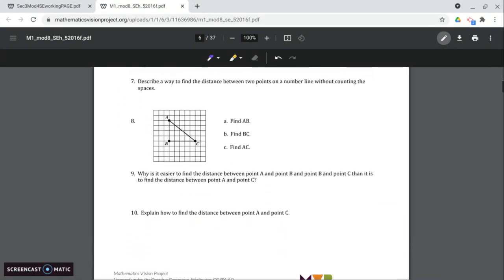Describe a way to find distances between 2 points on a number line without counting the spaces. You can subtract the points and take the absolute value, just like we were doing. When we do distance, we always want it to be positive, never negative.